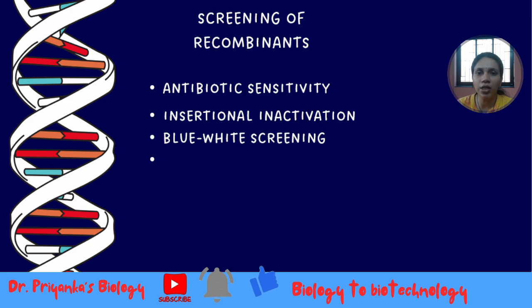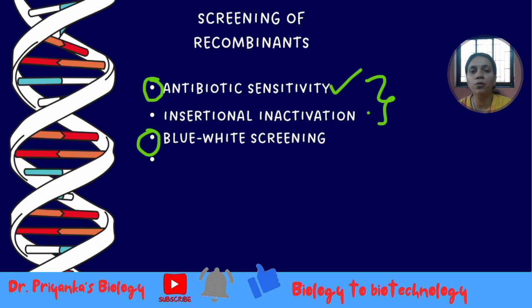So insertional inactivation normally works in association with antibiotic sensitivity. Usually all three methods go hand in hand, so antibiotic sensitivity works together with the other methods. Usually the selection is done with the help of these two. And the last method, which we will study further, is the blue-white screening, which we have also already discussed. Alright. So coming back to insertional inactivation, there are two methods of insertional inactivation.